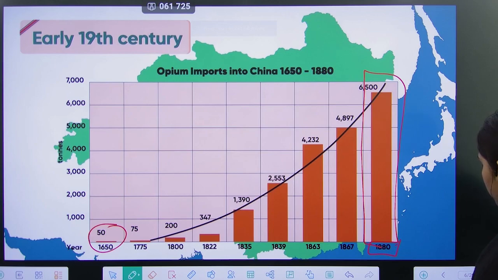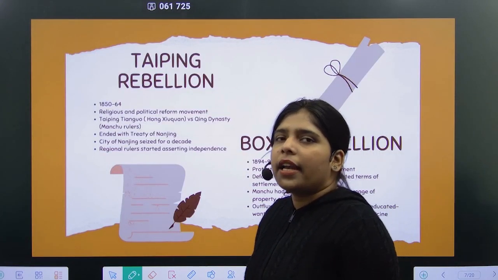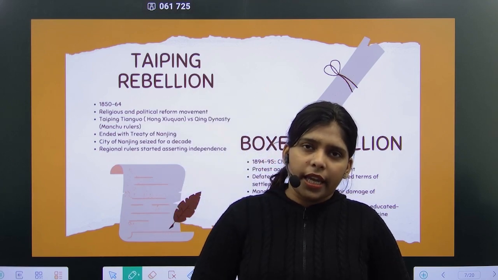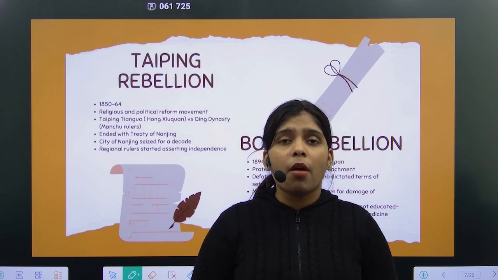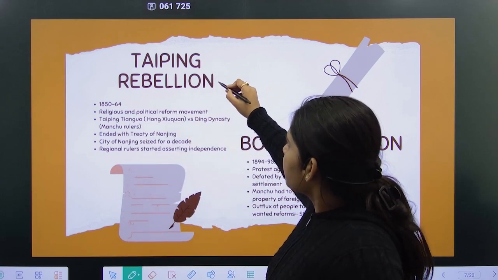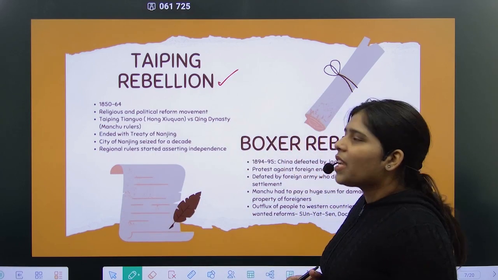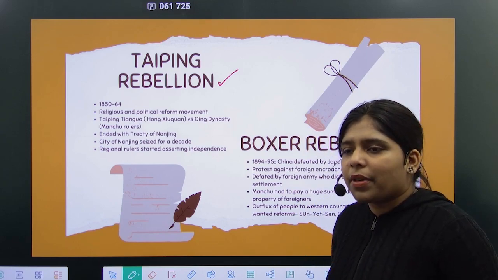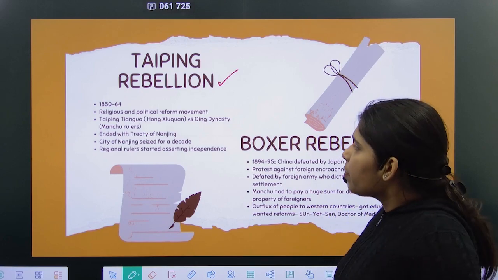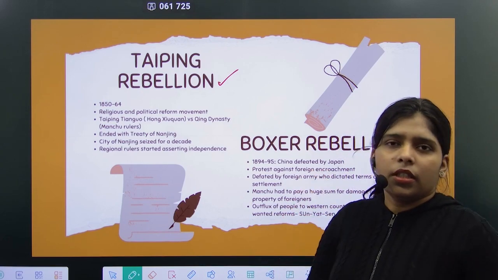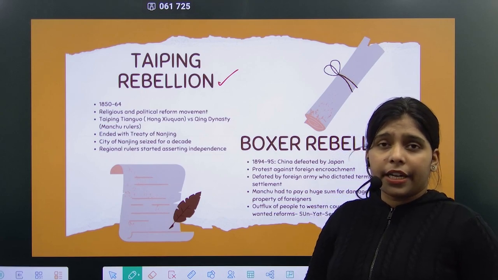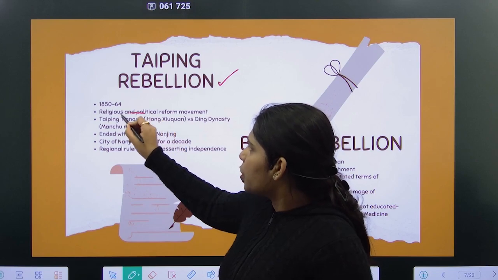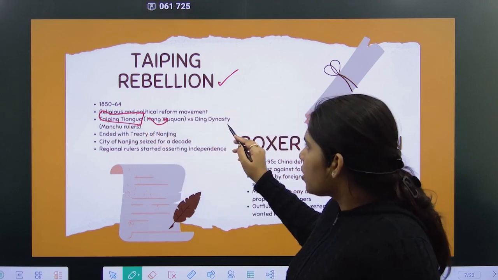All right. Well, but this did not go down well with the local population, and that is what resulted into a civil war in China itself. Civil war from 1850 to 1864 in the form of Taiping Rebellion. Taiping Rebellion is said to be a religious and political reform movement in China, where people were unhappy with the intrusion of foreigners. The people were not liking what is happening in their country, and that's what led to Taiping Rebellion. Taiping Tianguo was formed by Hong Xiuquan. It was against Qing dynasty.